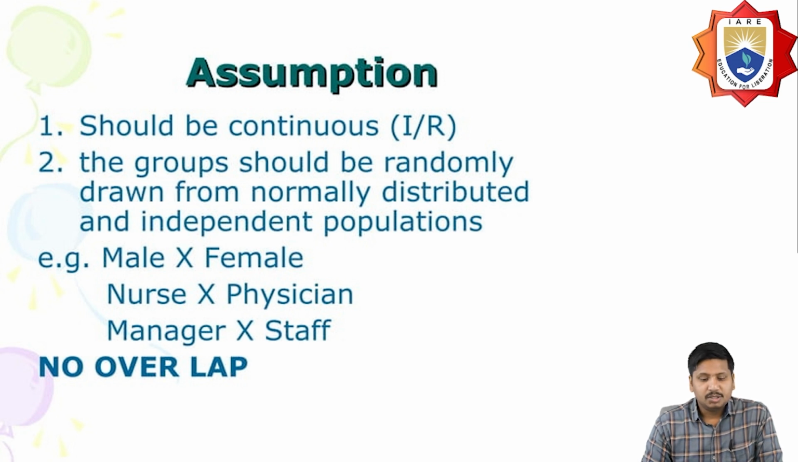Some more assumptions: the variable should be continuous, and the groups should be randomly drawn from normally distributed and independent populations like male, female, nurse, physician, manager, and staff. So there should not be any overlap. That's why the variable should be continuous, and the groups should be randomly drawn from normally distributed and independent populations.